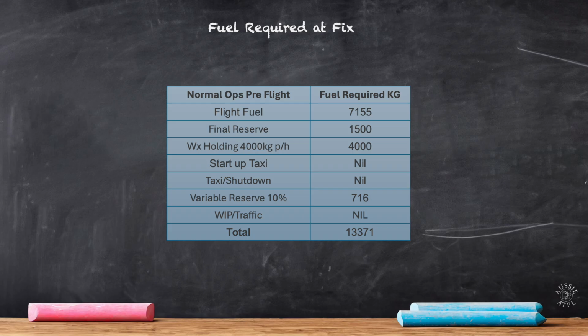Our variable reserve with one engine operative is still 10%, and our work in progress, which we had 20 minutes, we do not need to carry, as they will cease the works if there's an aircraft coming in an emergency state like we'll be in. And that'll give us, adding all those up, a total fuel required on board of 13,371 kilos. That is our answer for the question.